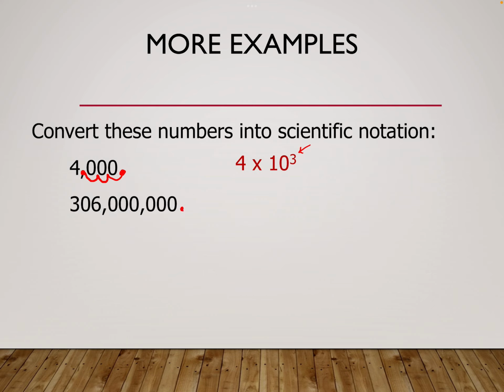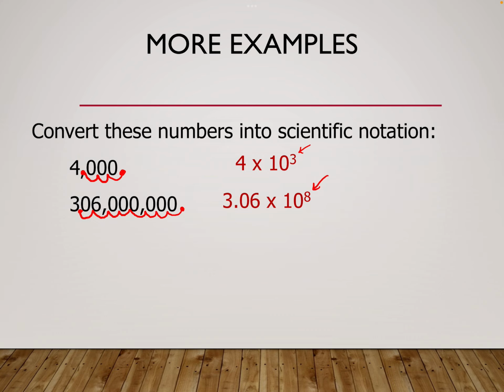Let's try this one. Okay, so we're going to pretend our decimal point is here. We're going to go 1, 2, 3, 4, 5, 6, 7, 8. Okay, so we're moving it 8 places. So this is going to be 3.06 times 10 to the 8th. Again, this is going to be a positive exponent because 306 million is a big number.